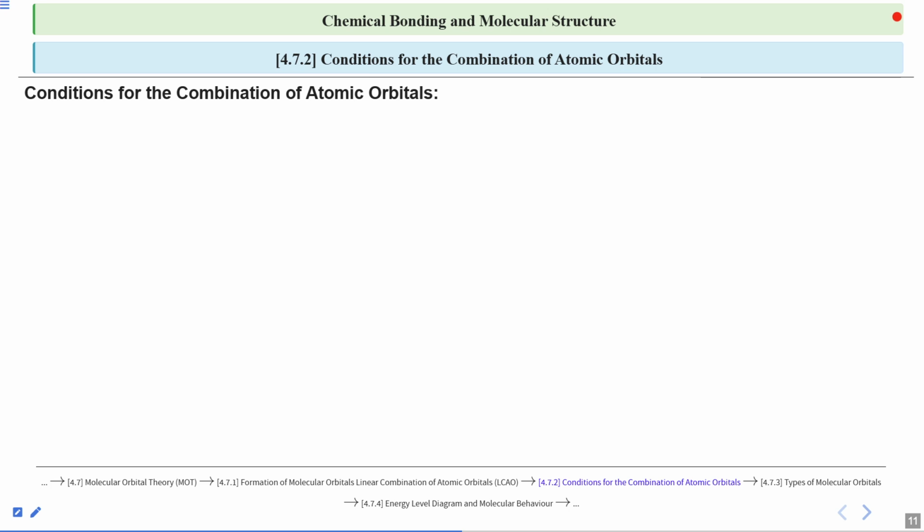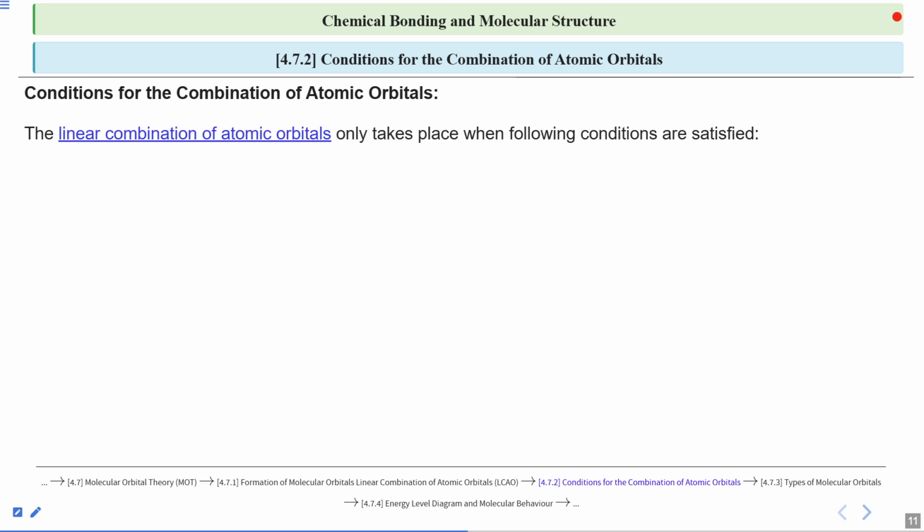So let us move on to the conditions for combination of atomic orbitals. We have seen right now that there is a linear combination. So the atomic orbitals are moving linearly and they are combining with each other. But moving linearly requires some special conditions which should be fulfilled. Then and only then will your two atomic orbitals which are coming linearly combine, or else they will not combine.